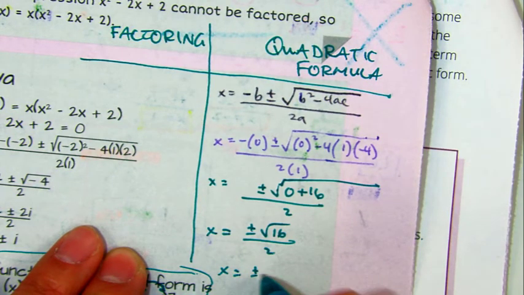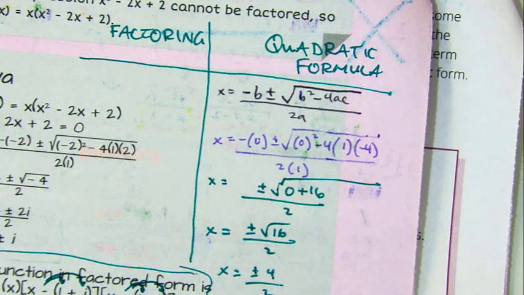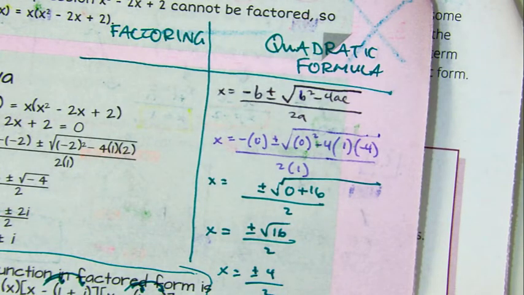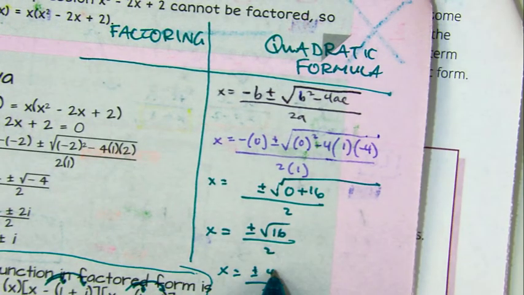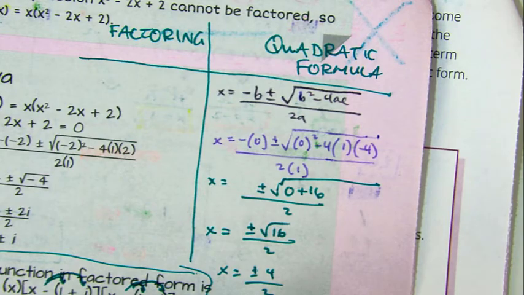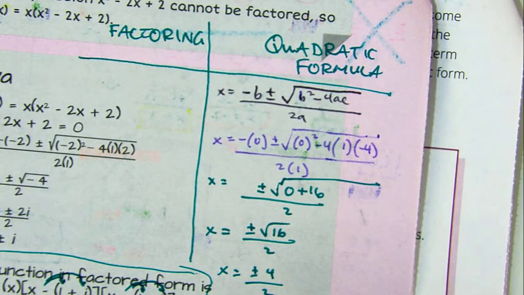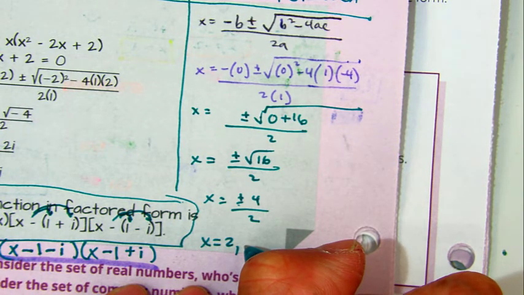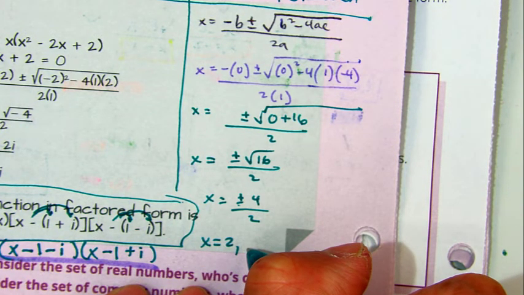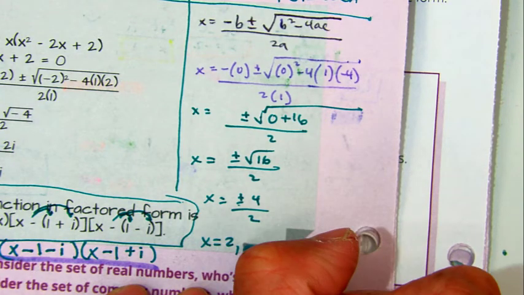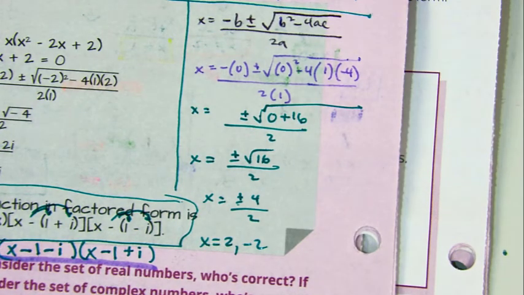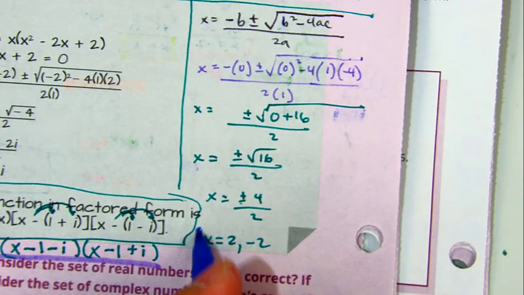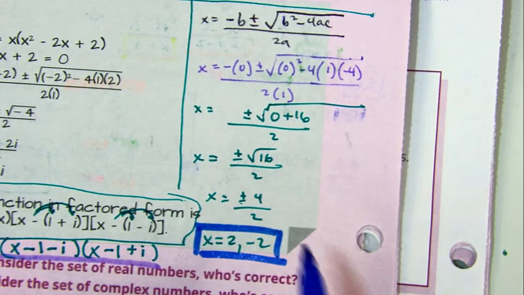4. Thank you. Lizeth, what's positive 4 divided by 2? 2. And what is negative 4 divided by 2? Negative 2. So we have two solutions there. Notice I did the plus and minus and the division at the very end. Okay?